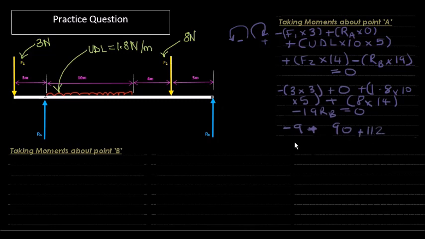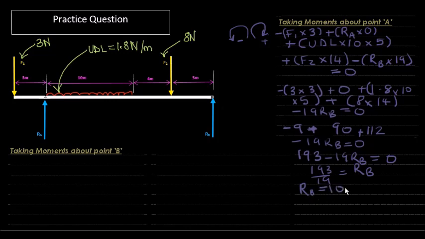If we tidy all these numbers up, using mental math or a calculator, we add up all the numbers and you will get a total take away negative RB. So that's going to be 193, the sum of all those numbers, minus 19 RB. 193 divided by 19 gives us RB. RB is going to be 10.159 newtons.